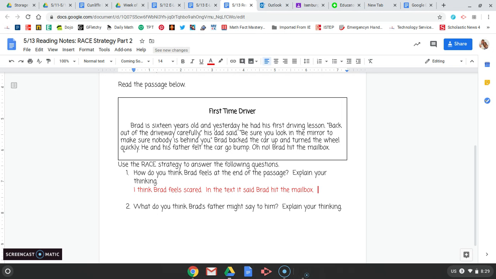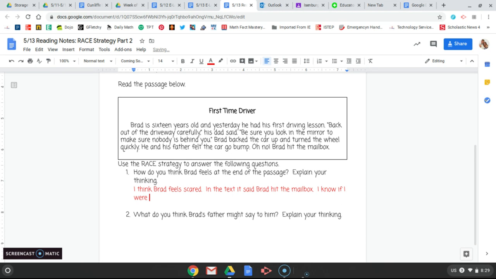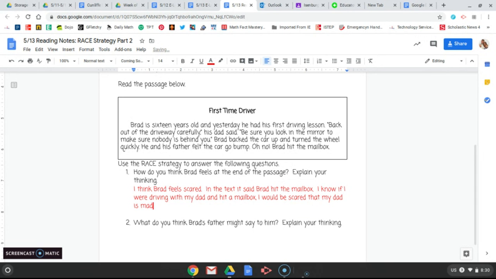So I know if I were driving with my dad and hit a mailbox, I would be scared that my dad is mad about ruining the mailbox or hurting the car.